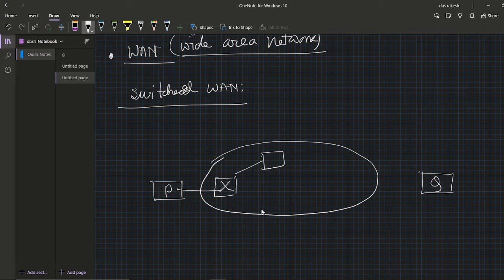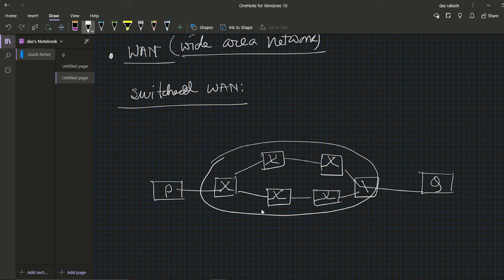Then here and then here, and ultimately it goes to this computer, and then another switch is connected here, and another switch here. There is also one computer connected, say D, and here another computer, say X. So in a switched WAN, different paths are used to send the data traffic from one point to another point.